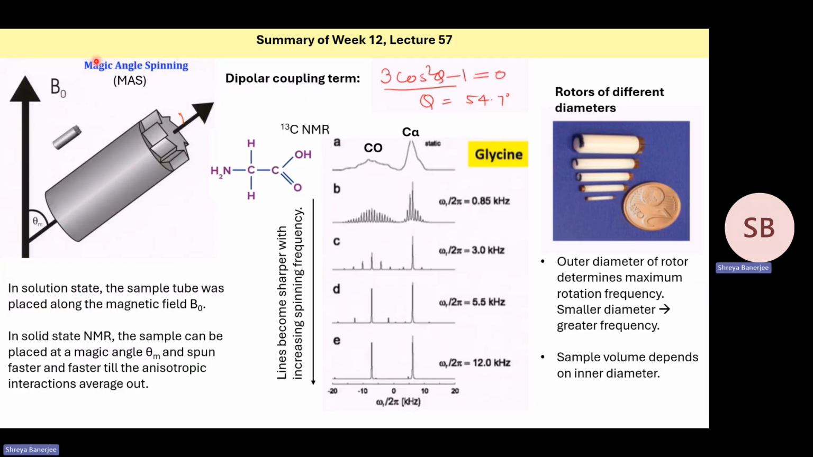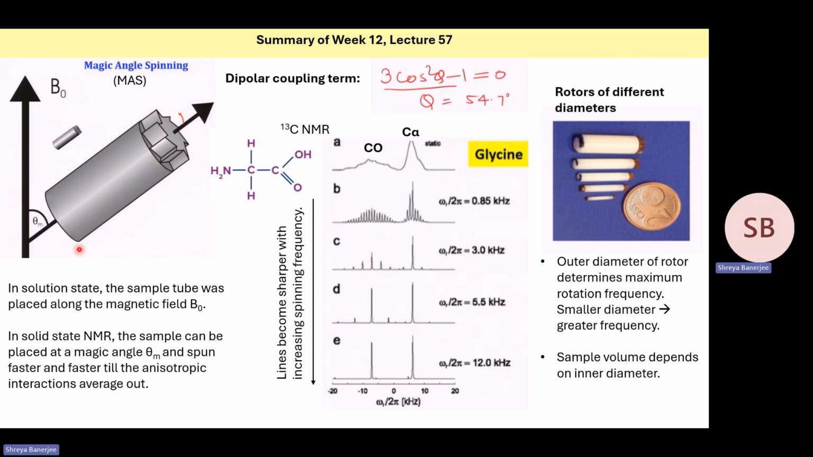So first, now we will talk about a concept called magic angle spinning, or MAS. Basically, in solution state NMR, we know that the sample tube was placed along this B0, the external magnetic field. But in solid state NMR, there is something called a rotor. It looks like this. The sample is placed inside this rotor and it is spun at an angle of theta m, which is called the magic angle. And as it is spinning faster and faster, all the anisotropic interactions are averaging out.